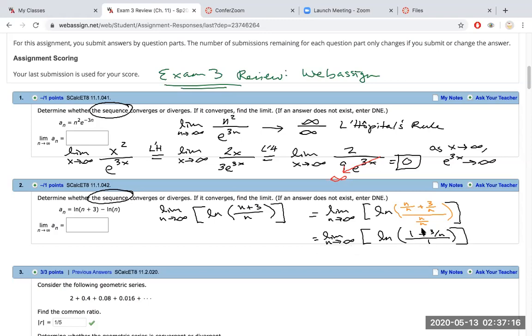Now for this, all I would need you to show is that, basically since ln x is a continuous function, we could move the limit inside of the argument of ln. So we can evaluate what the limit as n goes to infinity of 3 over n will be, and that would just be 0.